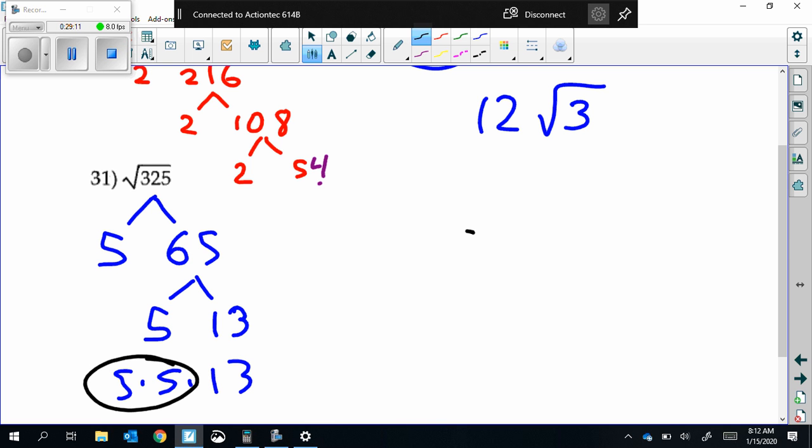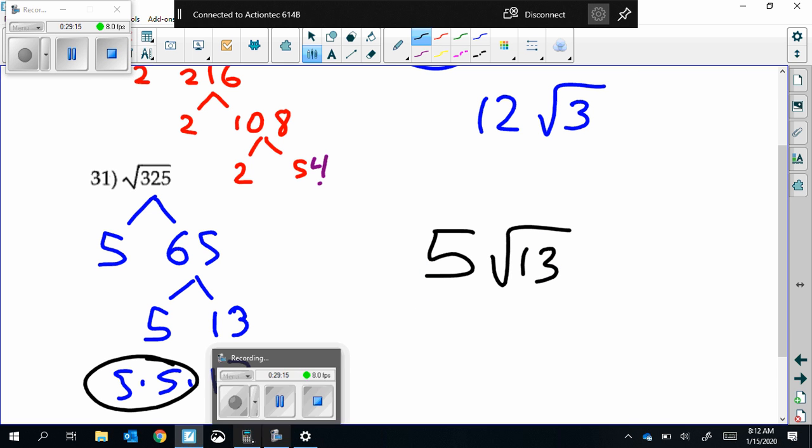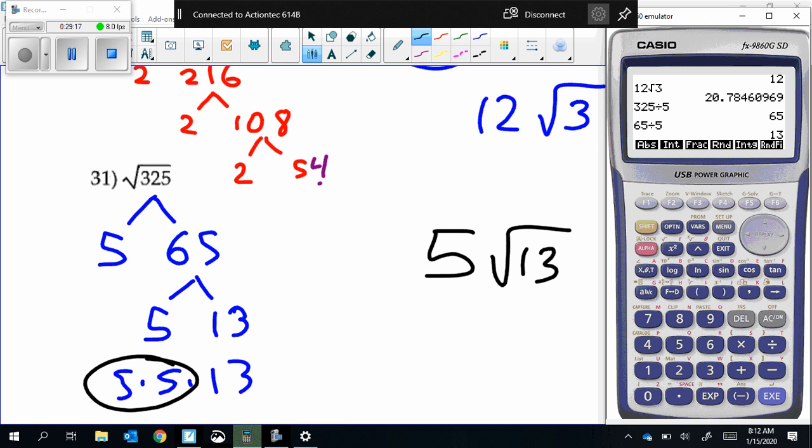If there's a pair, goes on the outside. The leftover goes on the inside. Check your final answer, 5 square root of 13. Is that the same thing as the original problem, square root of 325? Yes.